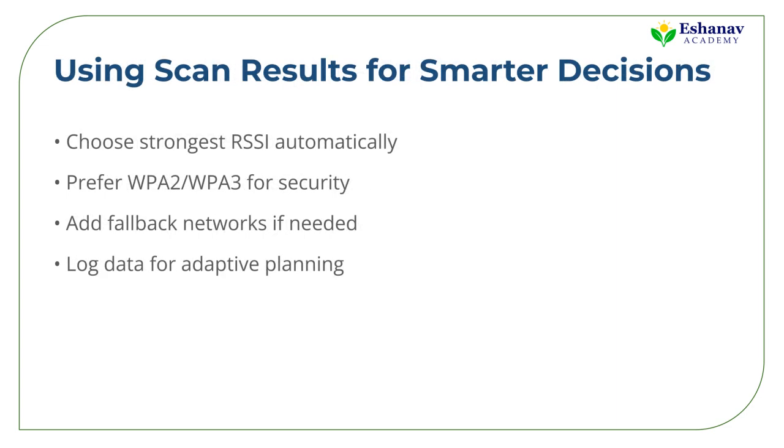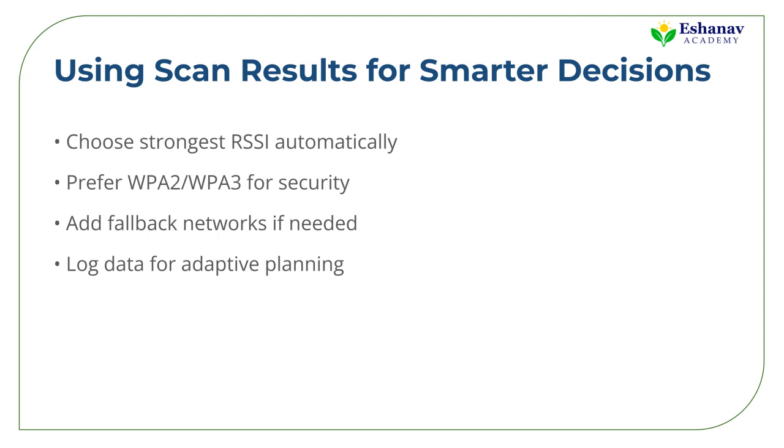Raw scan results are just the beginning. The real value comes from using them to make smarter decisions. For example, your firmware could automatically connect to the network with the strongest RSSI instead of a fixed SSID. Or it could prefer networks that use WPA2 to WPA3 for stronger security. You can even implement fallback logic. If the primary AP is unavailable, connect to the next best one.